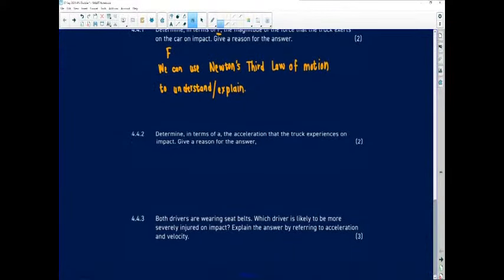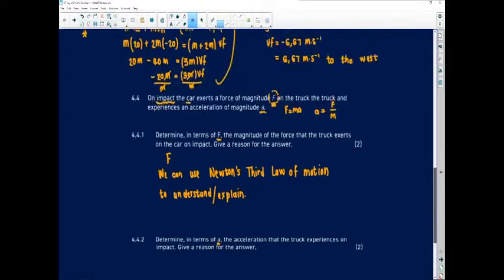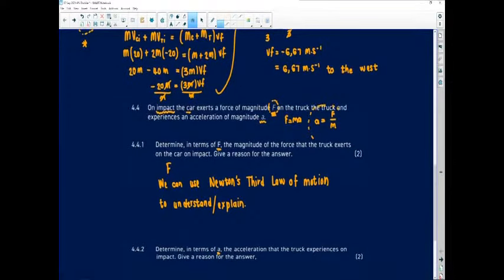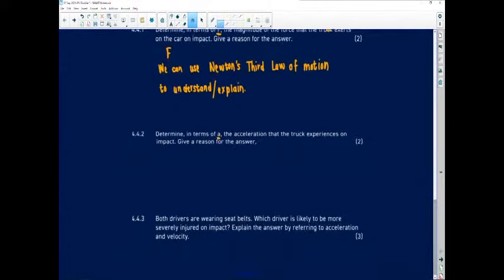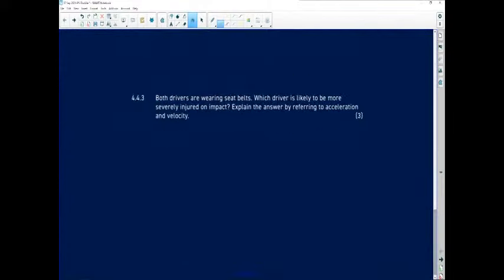Now we're on 4.4.2. And it says we must determine in terms of A. Now we're talking about acceleration. Let's go back. This is the one that I have for acceleration. Remember, acceleration is directly proportional to my force, but inversely proportional to my mass. This means if my acceleration increases, my force will increase. If my acceleration increases, then my mass will decrease because they are the other way around, inversely proportional.